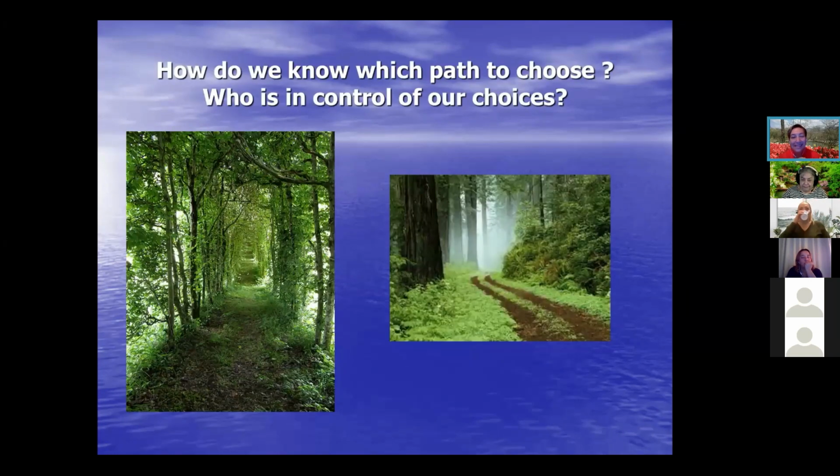Okay, now when you see these 2 paths, which one would you choose? If we say I would choose the one on the left or the one on the right, who do you think is in control of our choices? Who makes the decision? How do we make a decision when we see 2 paths, or when we have dilemmas or 2 choices? Sometimes we think that we are taking our decisions consciously, but most of the time, this is not the case.